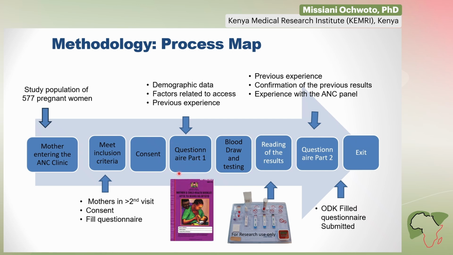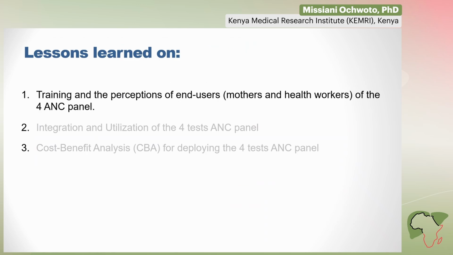we used a questionnaire to gather information from them, and that information was confirmed using their booklet, which is the medical record. We did one finger prick, drew blood, and tested all four tests using the prototype kit. Then we read the results, gave them the results, asked them their perception and previous experience, and the information collected in the questionnaire was submitted through ODK.